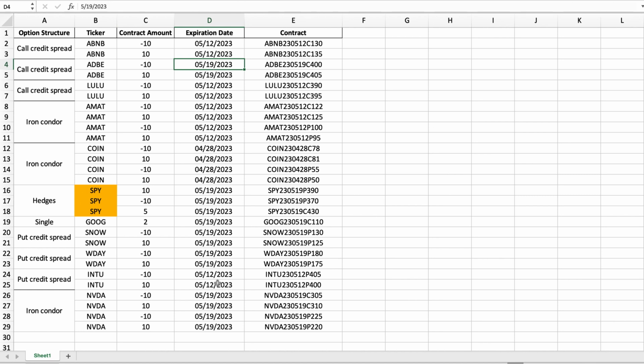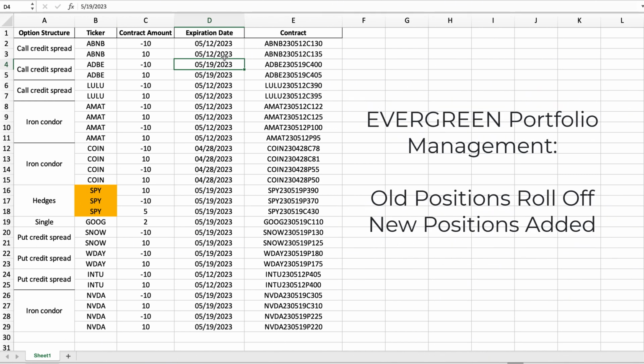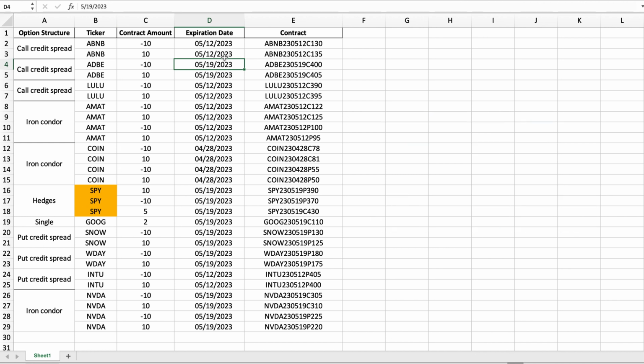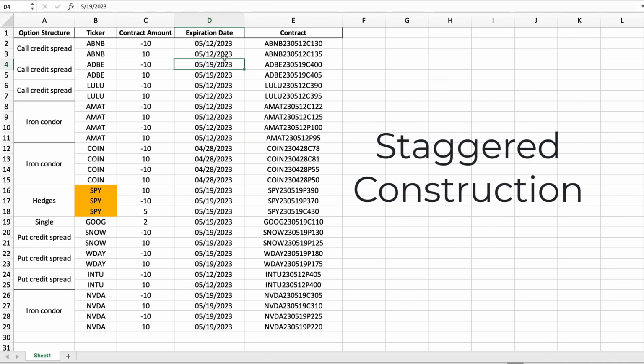So these positions will be rolling off. And the way we basically manage larger portfolios is we're constantly putting on new positions, and old positions are constantly rolling off as time goes by. So every few days we've got positions rolling off, and we're putting new positions on further and further out in time. So we're constantly having the staggered construction to our portfolio.